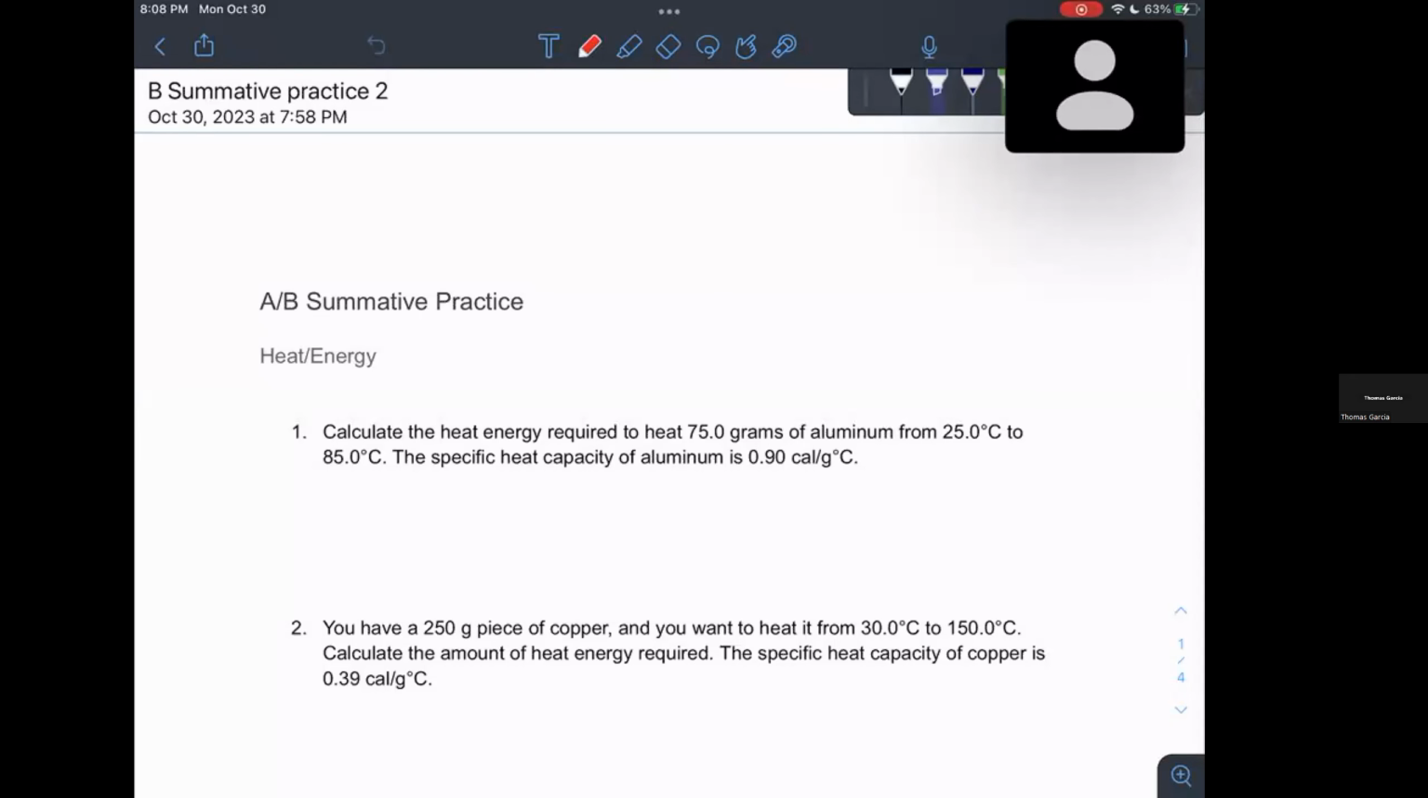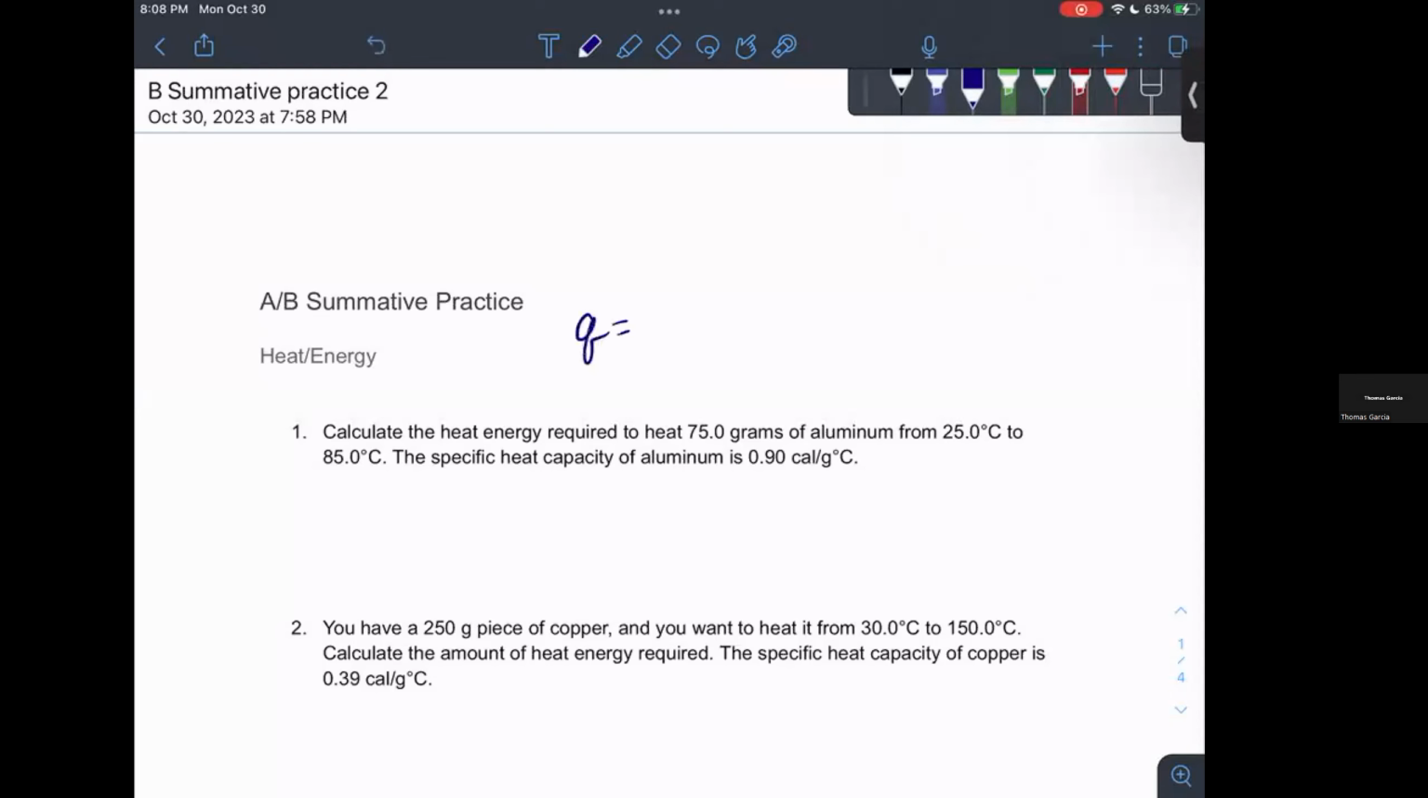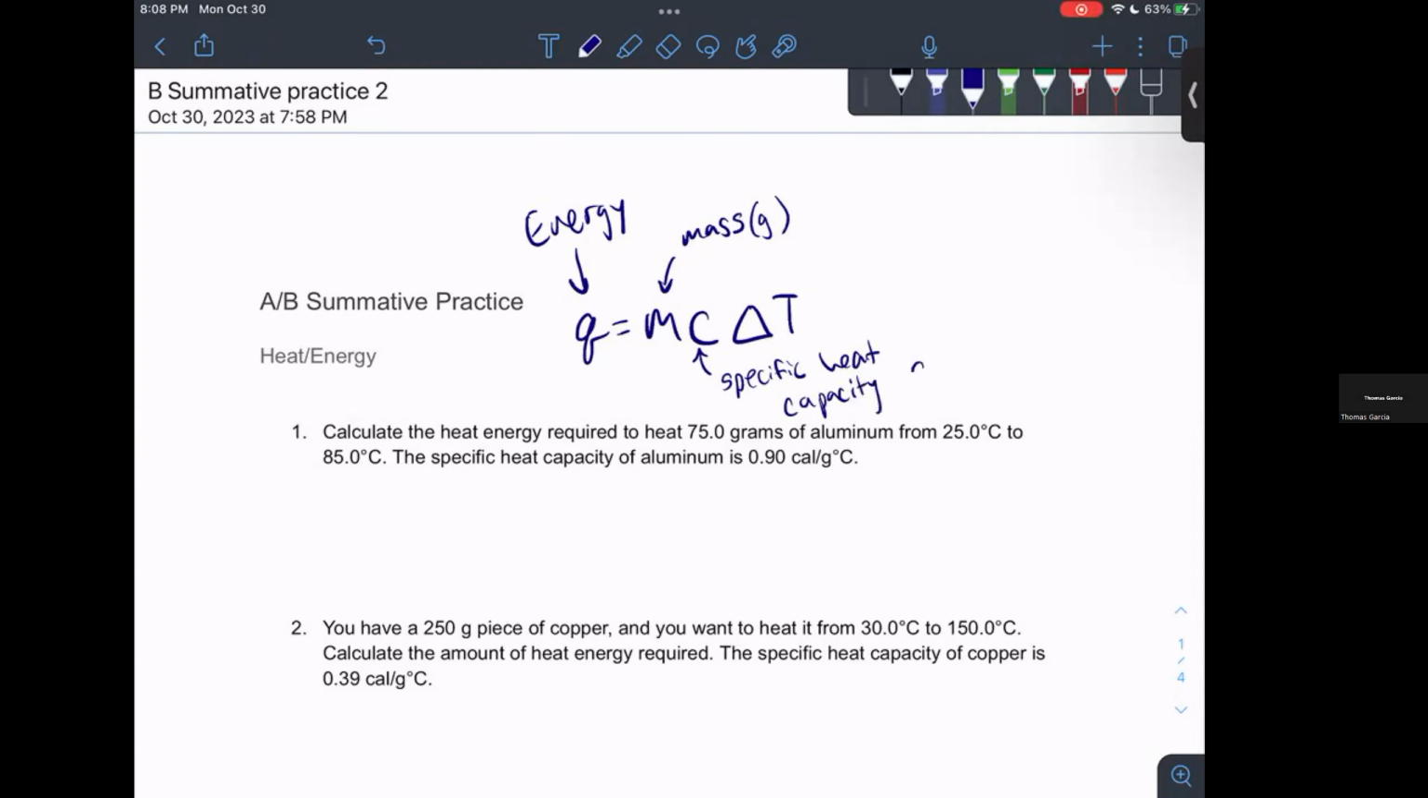All right, hello y'all. So for this AB practice summative extra practice, let's start out with the heat energy problems. The first of these problems are mostly all going to deal with the same one equation. Now that is Q equals MC delta T, where Q is the energy either absorbed or lost, M is the mass, usually in grams, C is the specific heat capacity measured in calories per gram degree Celsius. And lastly, delta T is our change in temperature.